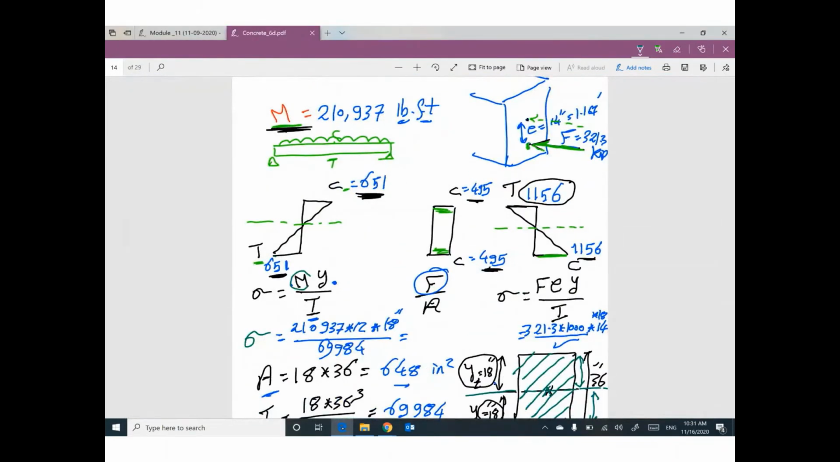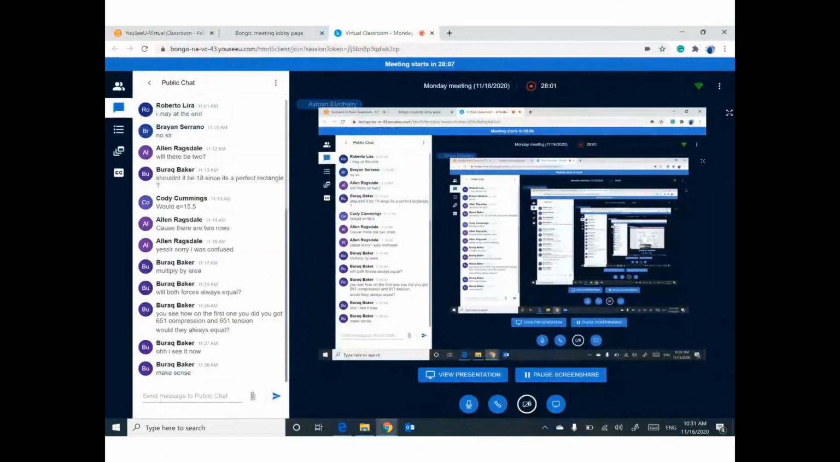M times Y divided by I. I, the moment of inertia for the cross section, is constant. Moment, the applied moment, is constant. So which one is a variable? Y. If the Y distance for the top equals the Y distance for the bottom, both of them must be equal. Okay?